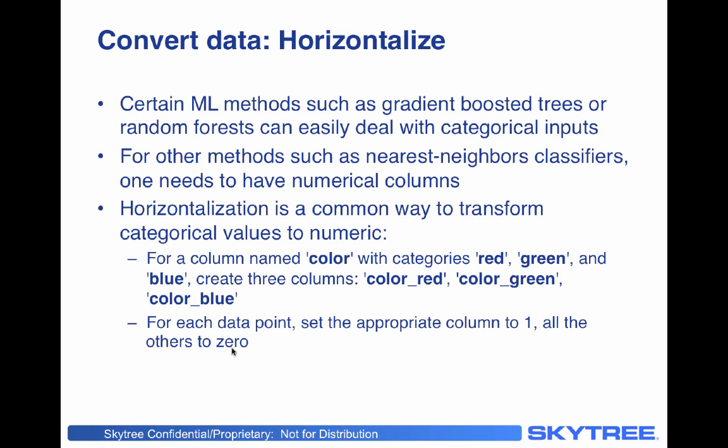Suppose we have a column named color, which has three categories: red, green, and blue. To horizontalize this column, all we need to do is remove this column and replace it with three new columns. Let's call them color red, color green, and color blue. For each data point, we simply set the appropriate column to 1 and all the others to 0. So if one data point has color red, we would set the color red column to 1 and the color green and color blue columns to 0. We apply this to all the categorical columns in the data set, and that would of course increase the number of columns, but it would allow us to use machine learning methods that only work with numerical columns.